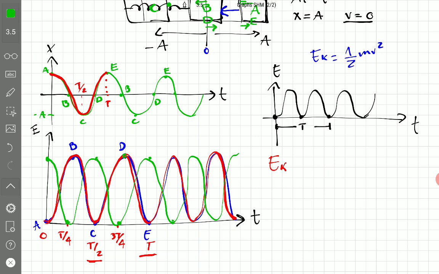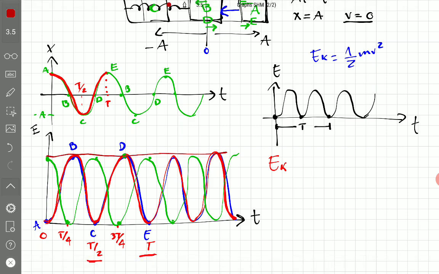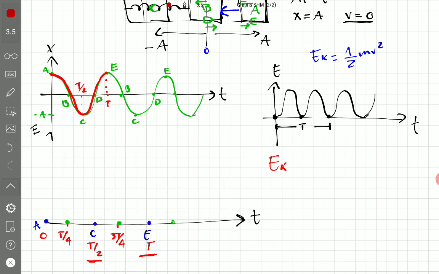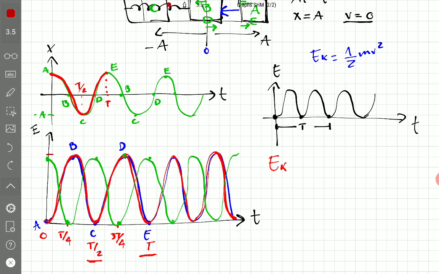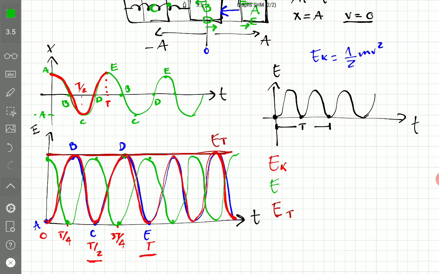And at any point, if you take a look at the two graphs and you add their value, what you're going to see is that they add up to exactly the same amount, because the total energy has to be conserved, right? Because in simple harmonic motion, we don't allow for energy to be lost. So this would be your total energy here, and the green one will be the potential energy, right? So just keep this in mind.